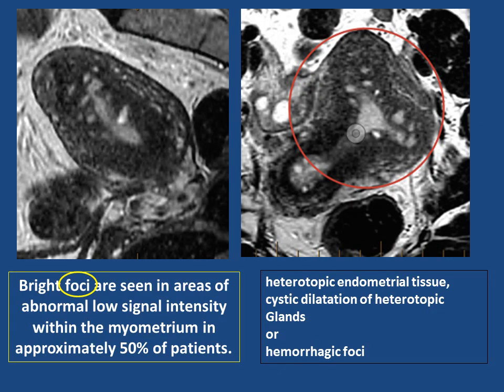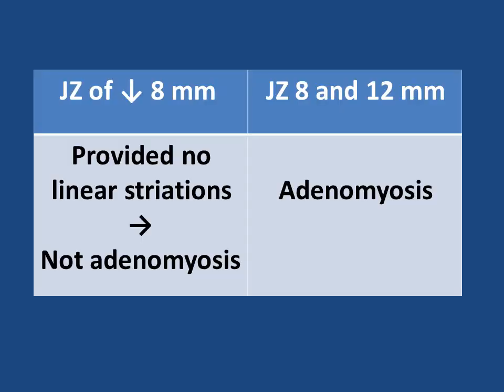Again, on MRI, you can see some bright foci in areas with abnormal low signal intensity within the myometrium in approximately 50% of cases. These foci may be heterotopic endometrial tissue, cystic dilatation of heterotopic glands, or hemorrhagic foci inside the myometrium, as seen in these pictures. Now, what is the diagnostic criterion for adenomyosis by MRI?